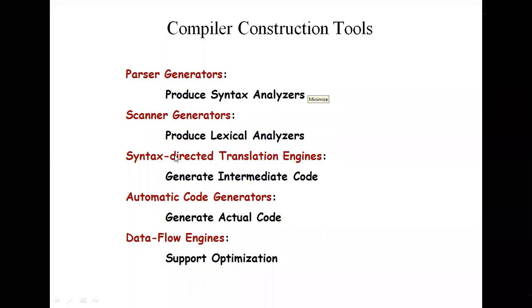We have different terminologies for naming the compiler construction tools: compiler tools, compiler generator tools, or translator writing system tools. Here we have three terminologies. One is compiler tools, another is compiler generator tools, and another is translator writing system tools. With these three different terminologies, we are naming the compiler construction tools.